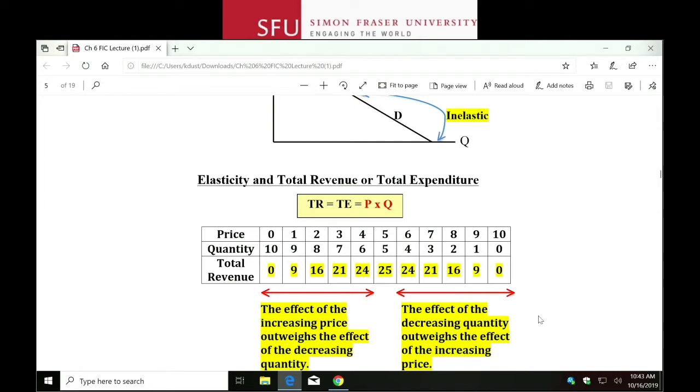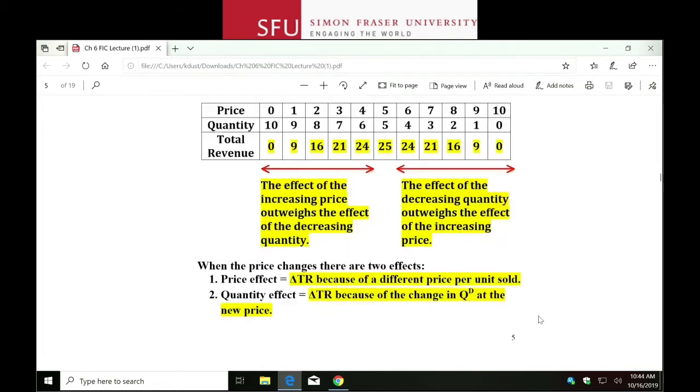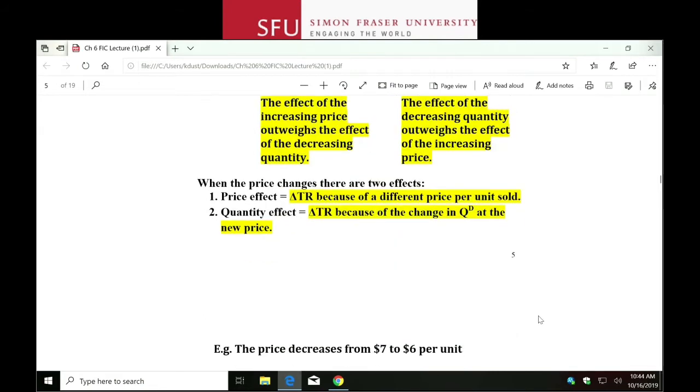Or the other way, if you lower your price, you will sell more, and so both of those will change your revenue. You're going to get less revenue per unit, but then you're going to sell more units. So the price effect is just the change in the revenue per unit that you're selling, whereas the quantity effect is the change in your revenue because you're changing the number of units that you will sell. Okay, so price effect and quantity effect.